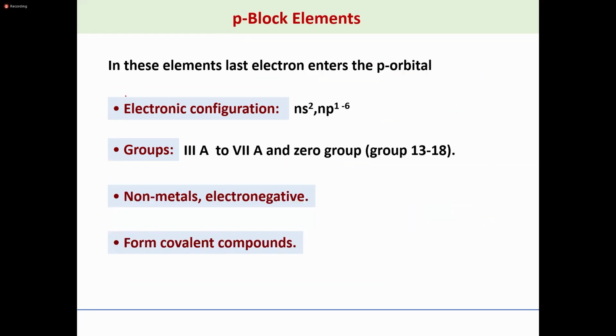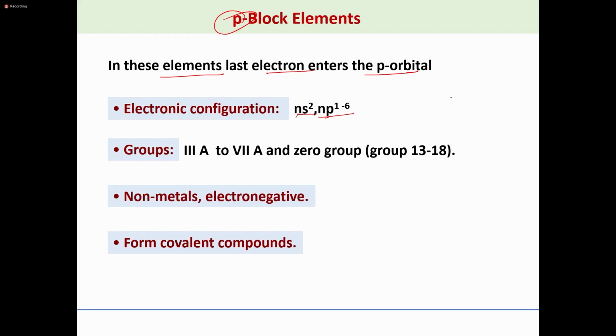Second is the p block element. In the p block elements, the last electron enters the p orbital. So the s orbital is filled up and the last electron goes to the p orbital. So the electronic configuration will be ns2 np1 to 6.